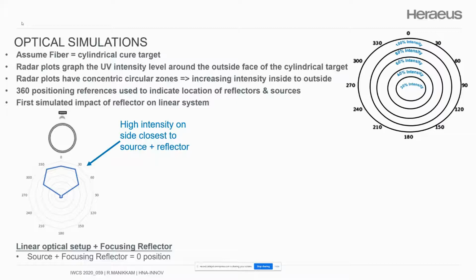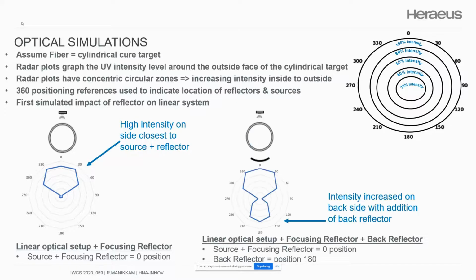So from our radar plot, we see that at position 0, we have the focusing reflector and the linear source. If we assume again that the target is in the center of that radar plot, the side of the target that is closest to the focusing reflector and the source appears to have the higher level of intensity. So we take that same plot and then we added a back reflector to the setup.